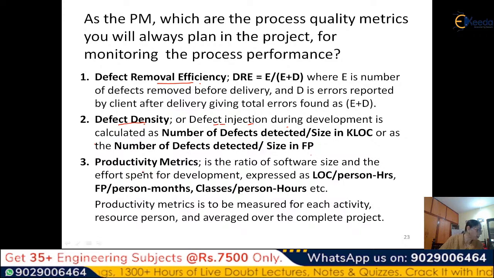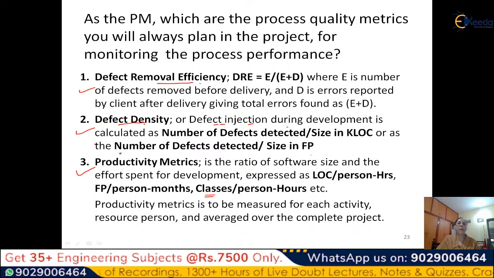Then you have productivity metrics, which is the ratio of the software size and the effort spent. LOC per person hours or FP per person months, or classes. These are object oriented. Then you have classes, you don't have LOC. So you can say so many classes per person hours. Productivity metrics are to be measured for each activity, resource person, or averaged over the complete project. So minimum these three are the minimum process metrics which you need to define in each project.